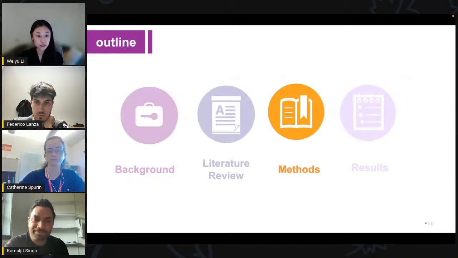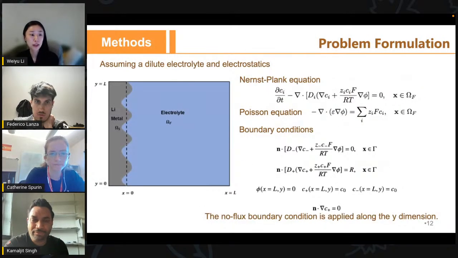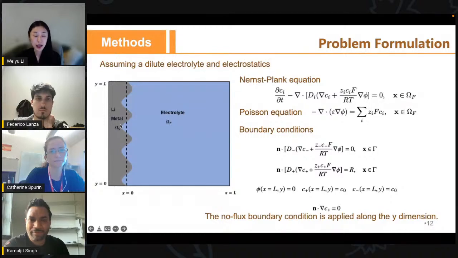Next, I will discuss the methods and the problem formulation. Here we consider a two-dimensional half-cell domain to study the electrodeposition on the lithium anode. The lithium metal electrode surface is initially located at x equal to 0 and is in contact with the electrolyte. The lithium ions in the electrolyte transport to the lithium metal surface and undergo Faradaic reactions with the electrons at the electrode surface. Then the lithium ions are reduced to lithium atoms and deposit on the lithium metal surface.